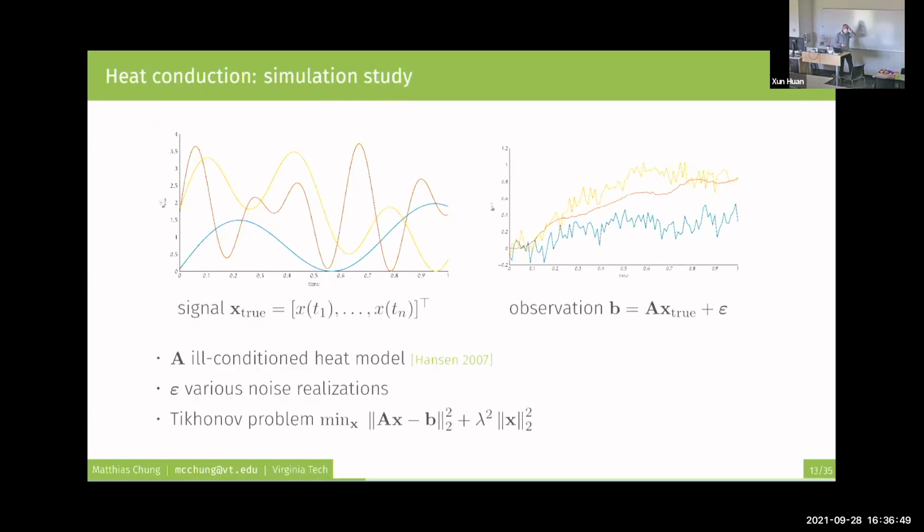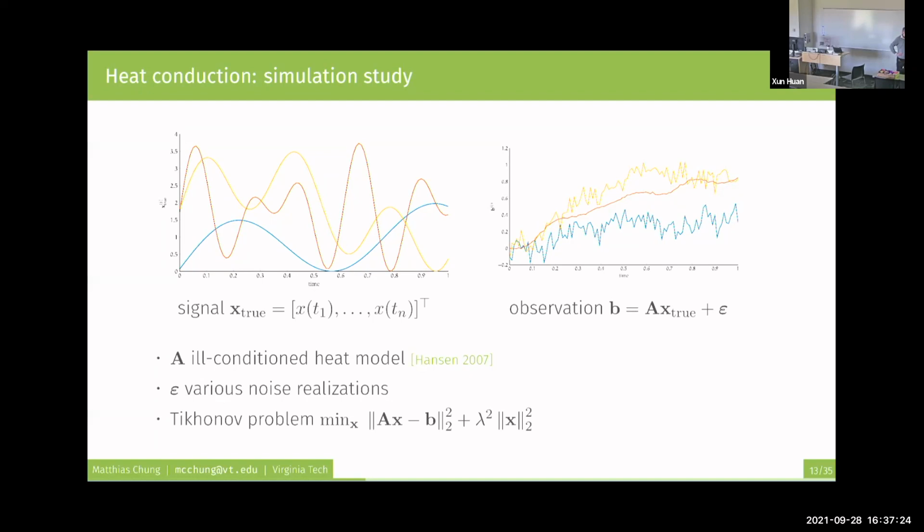Let me go through a very simple example first, and I don't want to go into all details. This is just some signals. This would be a true X, right? And I take a heat equation, which is a linear forward problem. It's ill-posed, so you're getting these observations. And what you want to infer is this one, right? But you need regularization on that. So the A is an ill-conditioned heat problem.